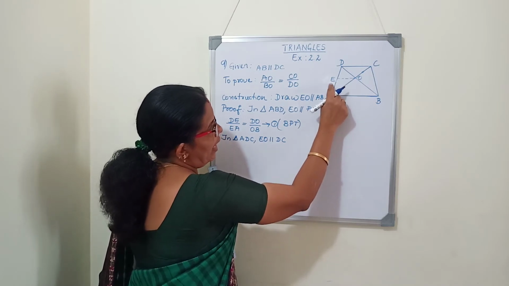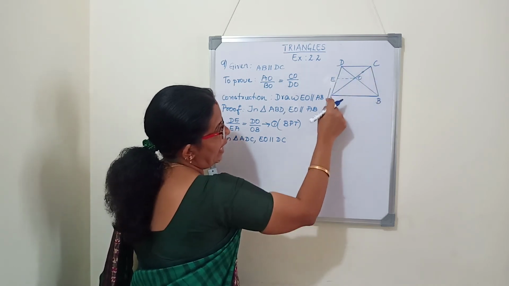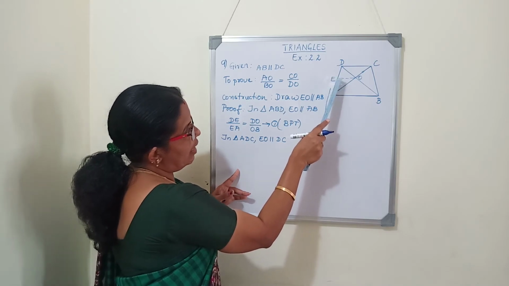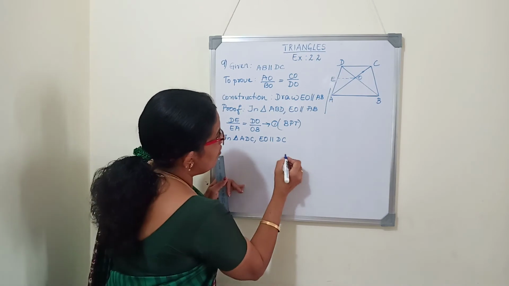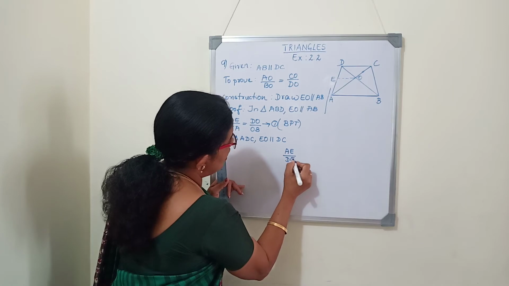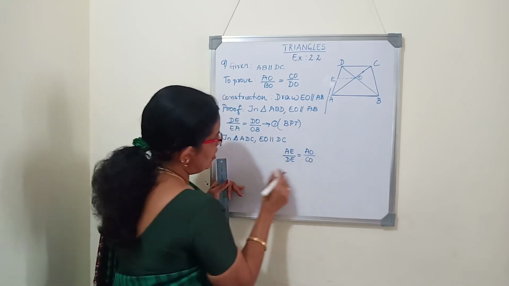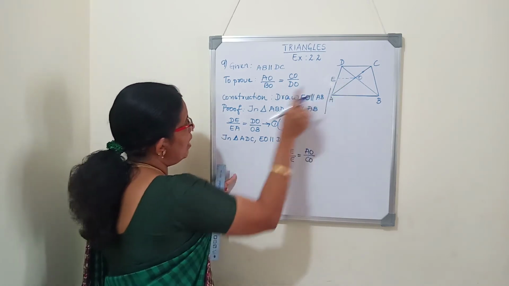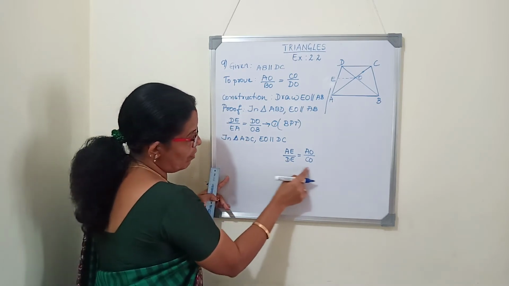We can write AE by ED is equal to AO by CO. In triangle ADC, the common point is A, so AE by ED is equal to AO by OC. That I will write here: AE by DE is equal to AO by CO. See that AE by DE is equal to AO by CO by BPT, but we want DE by EA. Then only we can compare the two equations. So we will take the reciprocal.